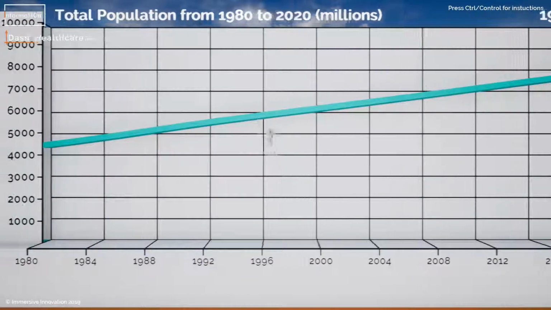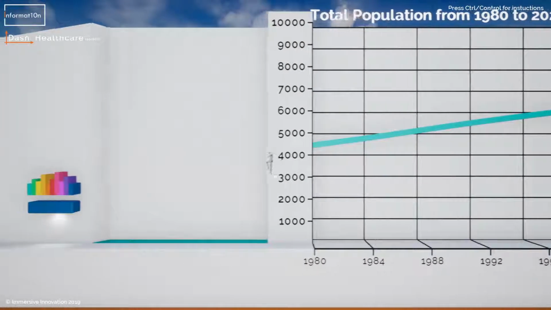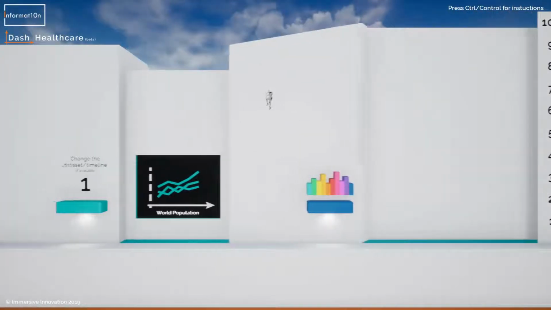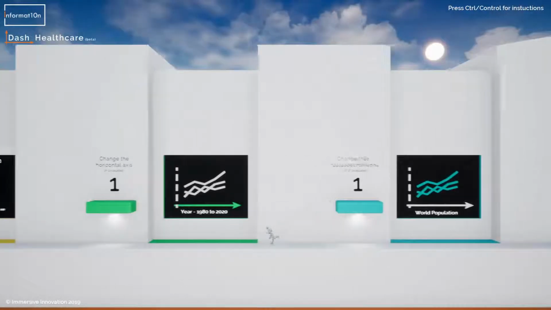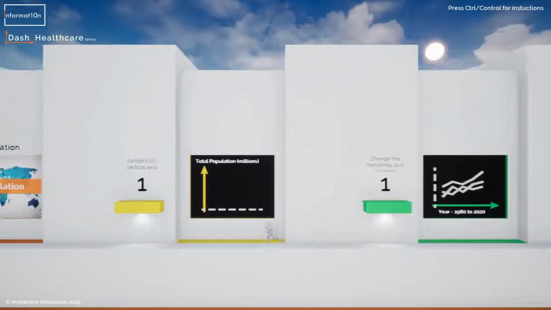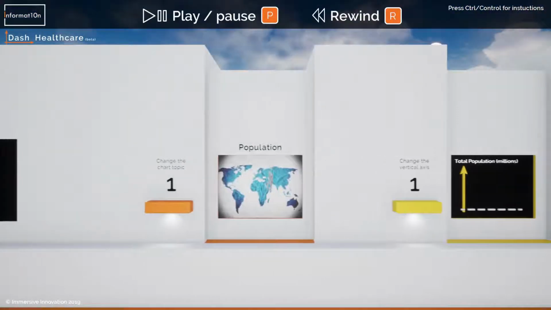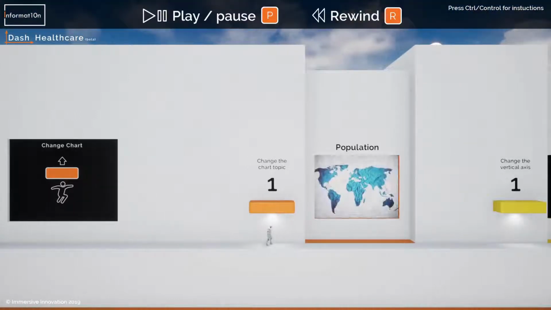So just using the arrow keys on my keyboard and the space bar to jump. And you can see that each of the selection boxes is color coded, so it's easy to see the difference between them. And the orange box, the first one, is going to allow me to change the topic. So the first chart I'm going to have a look at is actually population. So I'm going to leave that as it is.